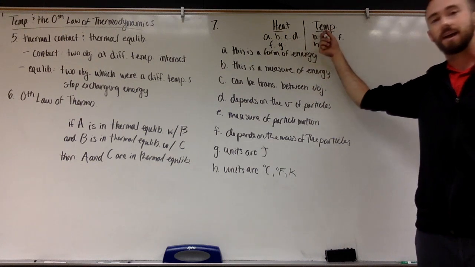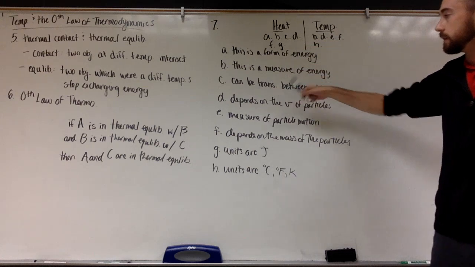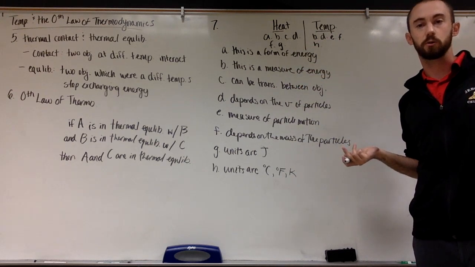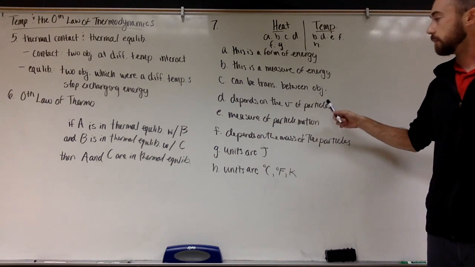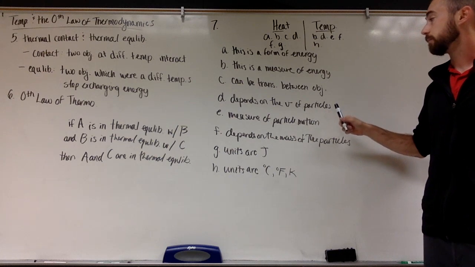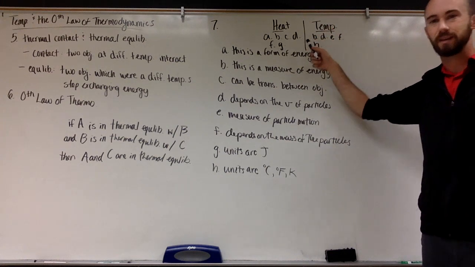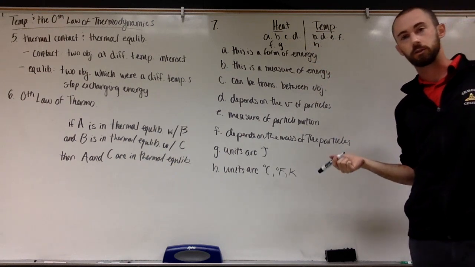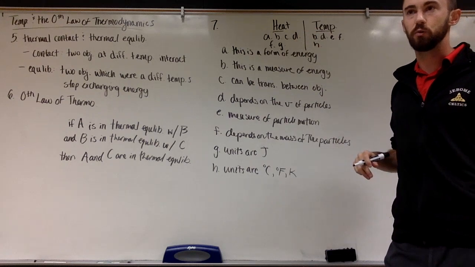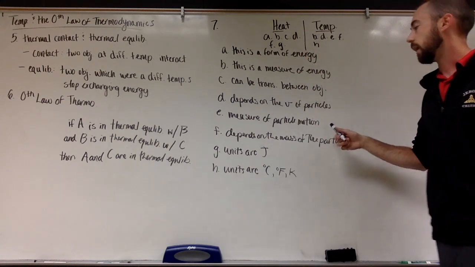A, form of energy, temperature is not energy. It's a measure of average kinetic energy, so that's only for heat. C, you can't transfer temperature between objects. You can transfer heat until your temperatures are the same. D, depends on the velocity of particles. Both of them definitely do. E, is a measure of particle motion. You could maybe put it in heat, but I think it's more specifically talking about average kinetic energy. Whereas this one, it more has to do with, well, if you had it in there, I wouldn't be upset.